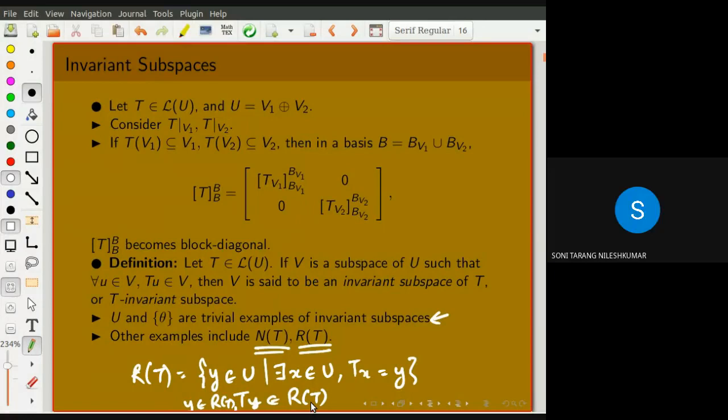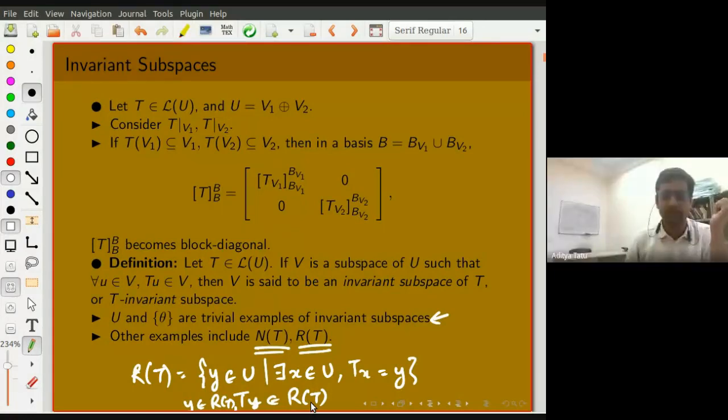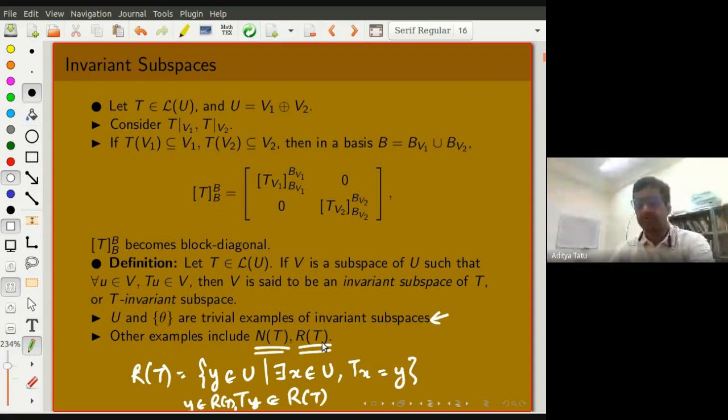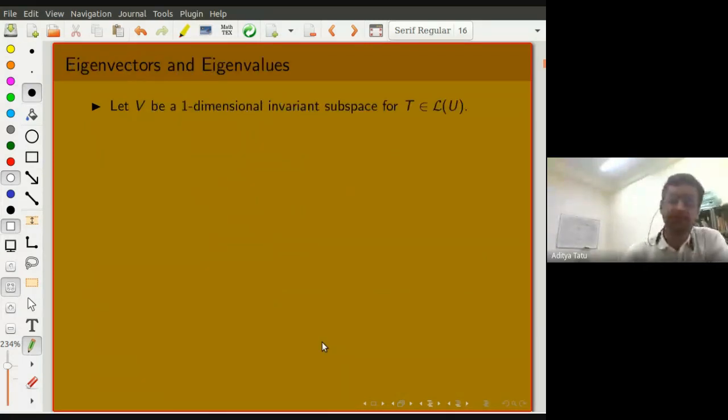Yes, sir. Okay, so that is why range of T will also be an invariant subspace. Okay, now let's look at specific examples of invariant subspaces, or specific cases rather than examples. So we are going to look at eigenvectors from the lens of an invariant subspace.